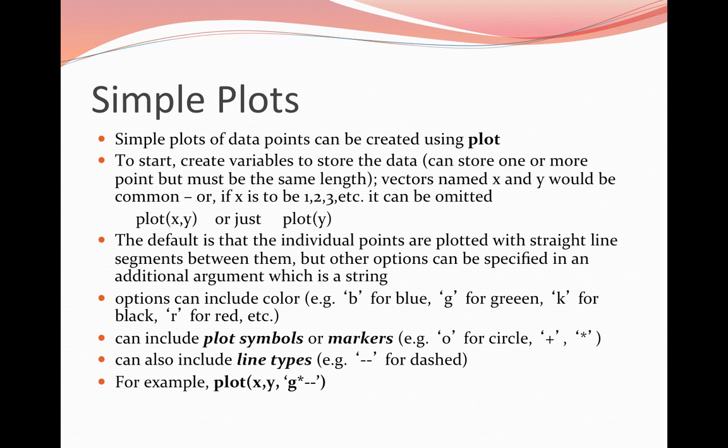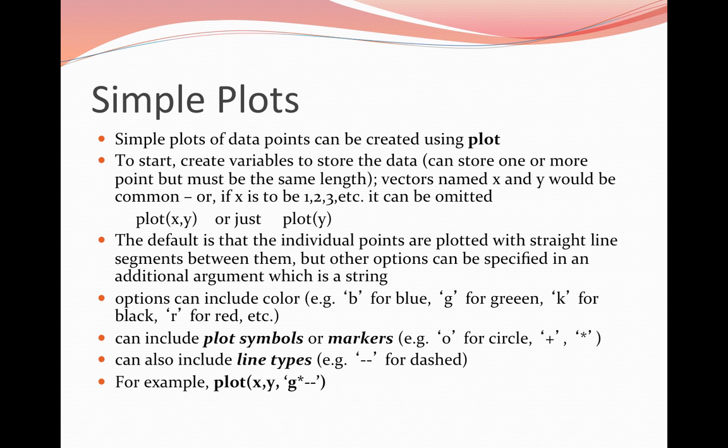Or if x is going to be just 1, 2, 3, 4, etc., you can omit that. So you create your x and y vectors that store the x and y coordinates of your points, and then you can pass them to the plot function. So you can say plot x comma y, or again, if x is just going to be 1, 2, 3, etc., you don't even need that x vector. You could just say plot y.